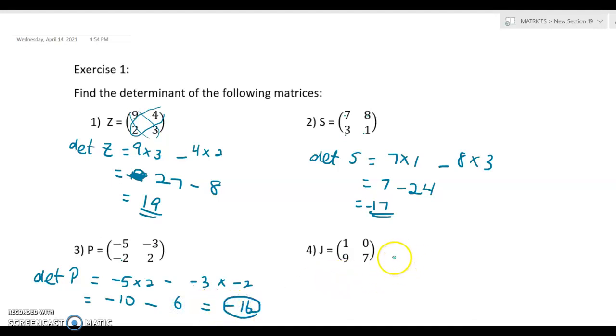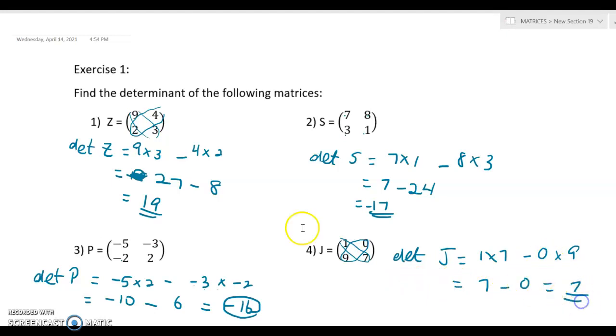And then the last one, determinant of J. 1 times 7, take away 0 times 9. So the product of the first diagonal, take away the product of the second diagonal, and we get 7 minus 0 by 9, which is 0. That answer is 7. So it's not hard. It's just different things to remember in matrices, different methods, but working out the actual questions is not difficult.